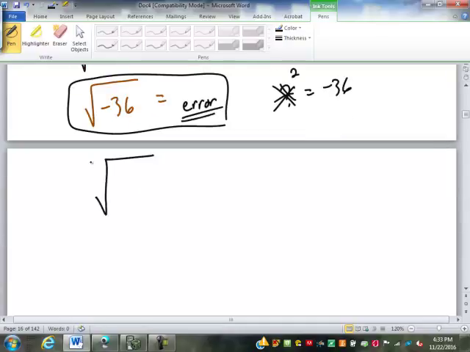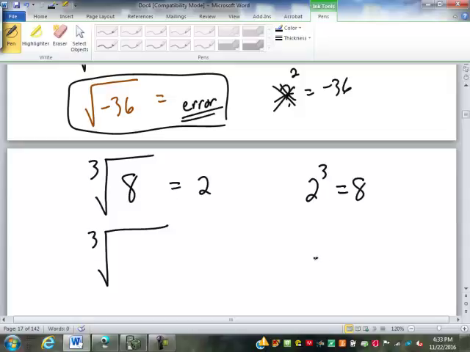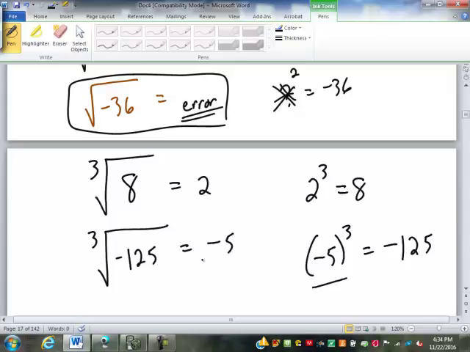So that means then, this symbol is called the third root, or cubed root. The cubed root of 8 equals 2 because 2 to the power of 3, which is 2 times 2 times 2, is 8. So that's just reversing a power of 3. Now, if I asked you to do negative 5 to the third power, what do you get? You get a negative 125. So if I asked you to do the third root of a negative 125, what should you get? Negative 5. That's exactly what you will get.